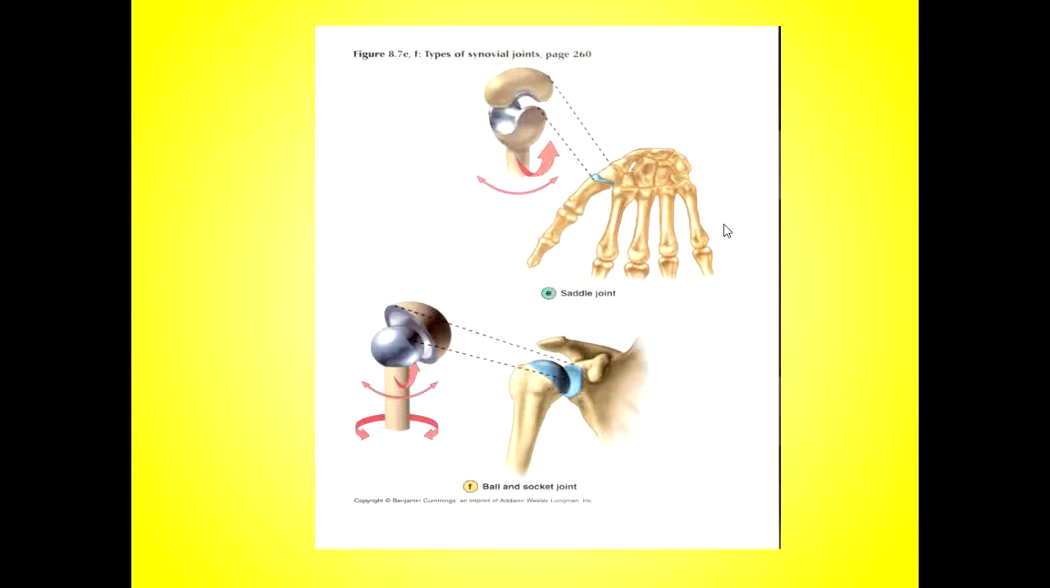This is a saddle joint. We see this in the pink where the metacarpals meet the carpals. And then a ball and socket joint like this one.